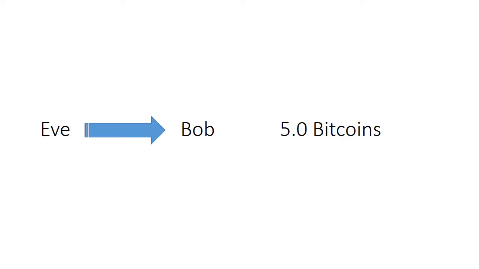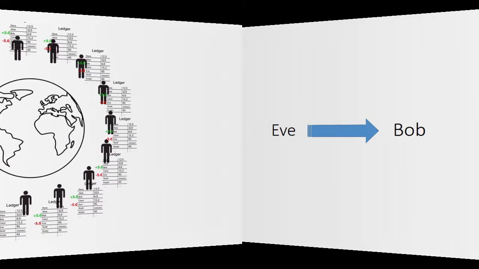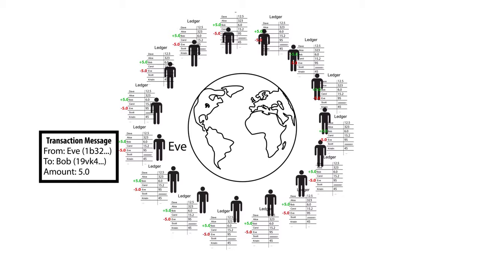Now let's take a simple example of Eve paying Bob 5 bitcoins for providing his services to Eve. When the transaction takes place, Eve will transmit a message saying that I have paid Bob 5 bitcoins, and the ledger on every computer on the system will get updated by deducting 5 bitcoins from Eve's account and adding 5 bitcoins to Bob's account.